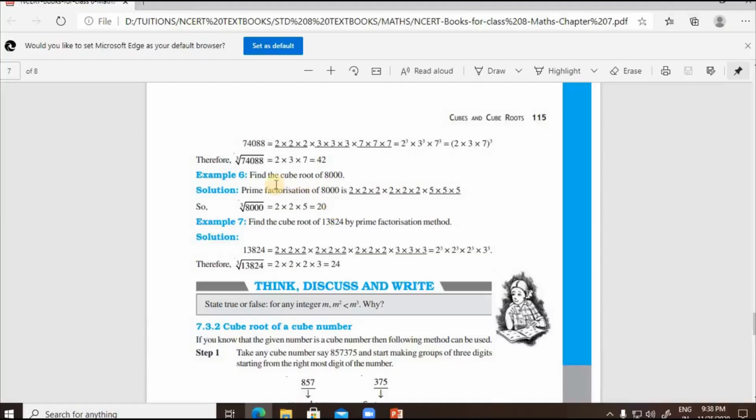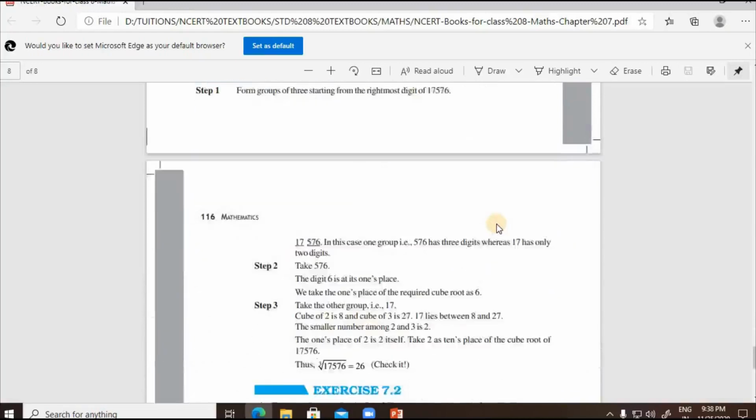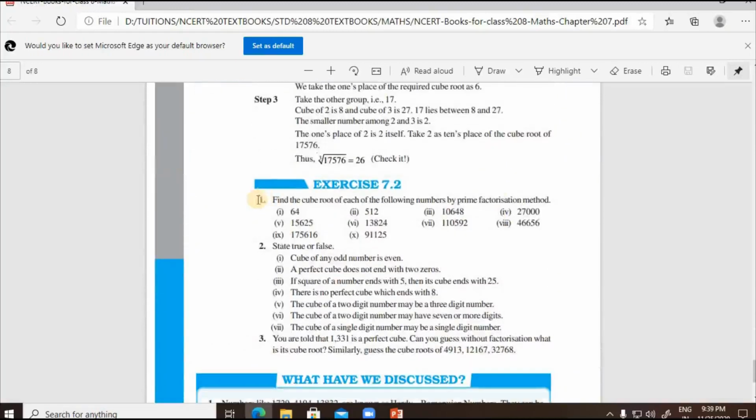So in the same way, we can do example number 6 and 7. Find the cube root of 8000 and find the cube root of 13824 by prime factorizing method. Once you've done this, you can take up exercise 7.2 and finish off question number 1. See, all these 10 sums are the same. Find the cube root of the following by prime factorization method, right?